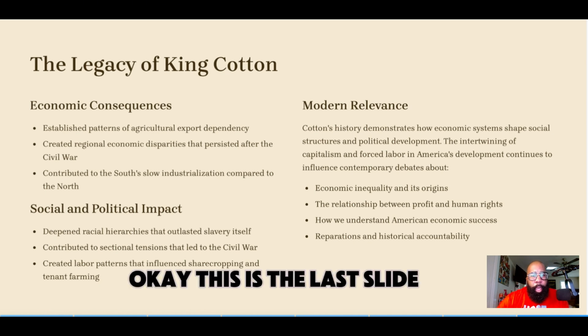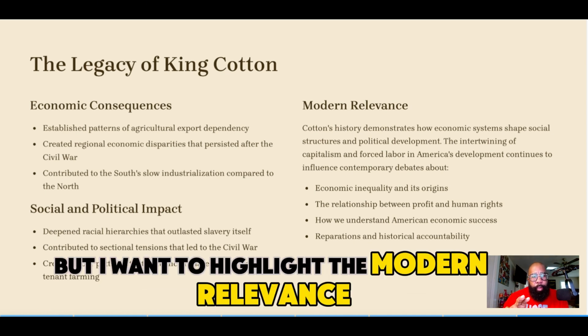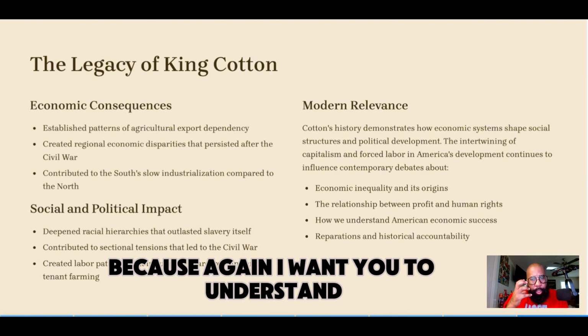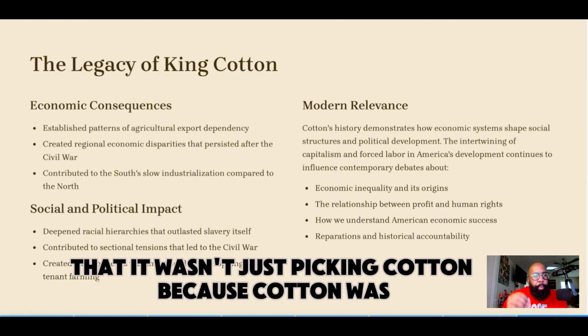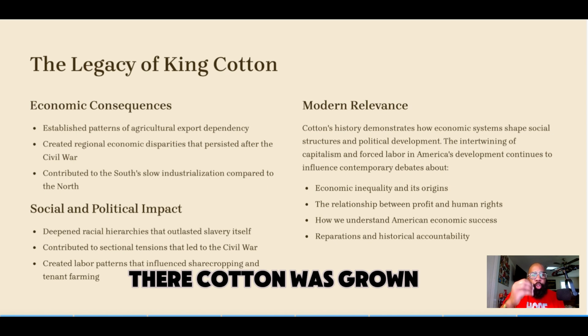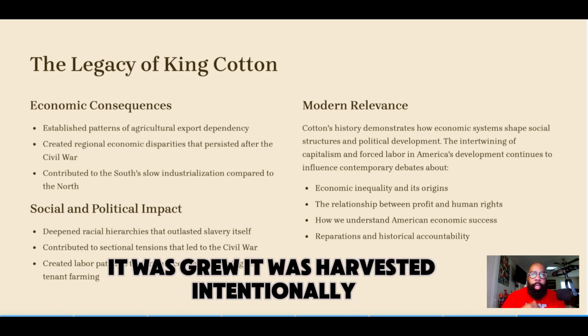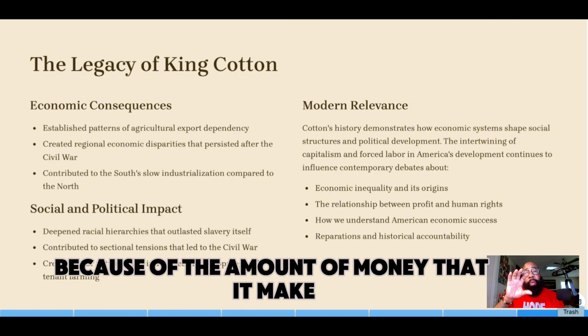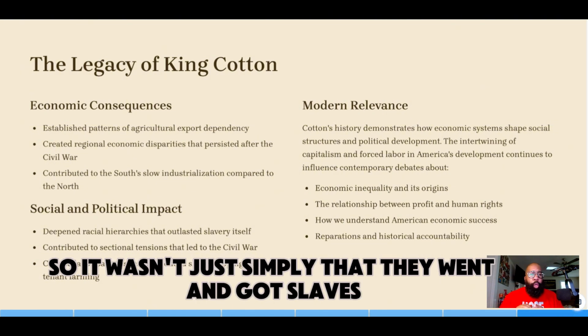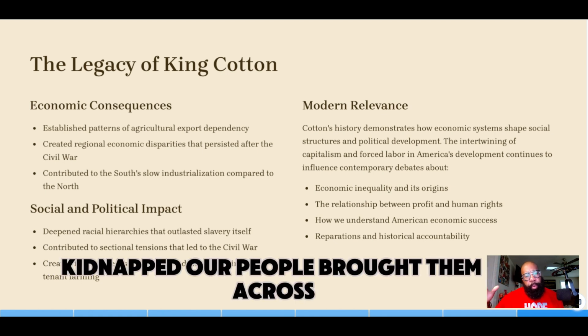Okay, this is the last slide, but I want to highlight the modern relevance because, again, I want you to understand that it wasn't just picking cotton because cotton was there. Cotton was grown and harvested intentionally because of the amount of money that it made. So it wasn't simply that they kidnapped our people and brought them across the Middle Passage just because they wanted to bring us over and have us do nothing. They needed someone to grow, maintain, and sustain their cotton crops.